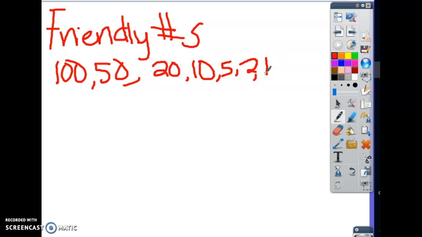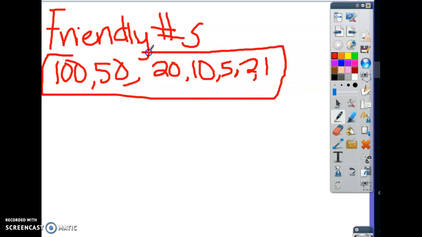Eventually, the goal is that you'll get so used to the friendly numbers that you'll be dividing without the friendly numbers. You'll just be so fluent with dividing that you won't even have to use them. But right now, we're going to be using the friendly numbers to divide. So remember, these are your numbers: 100, 50, 20, 10, 5, 2, and 1.